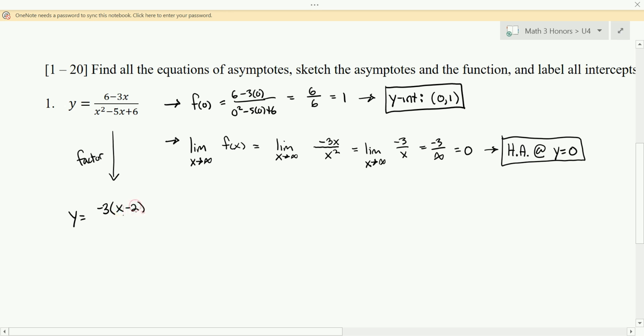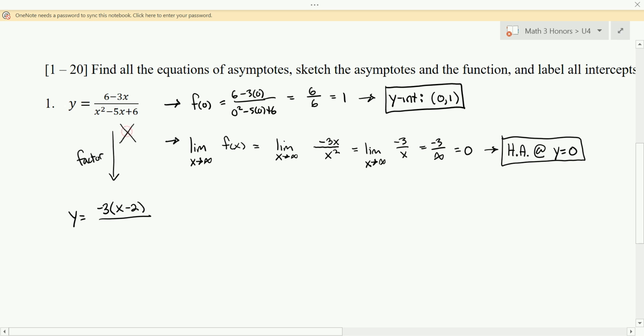X minus 2. Go with that? You check it. If you multiply the negative 3 in there, you should end up back, right, if you distribute that. And then we want to factor the denominator.